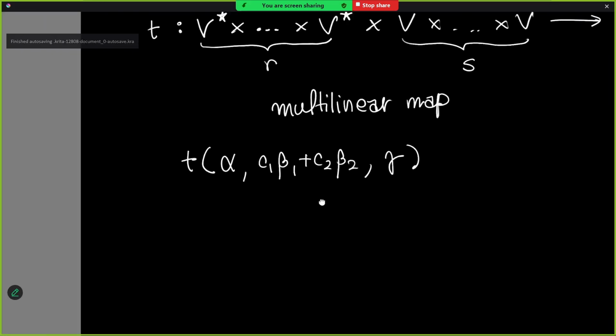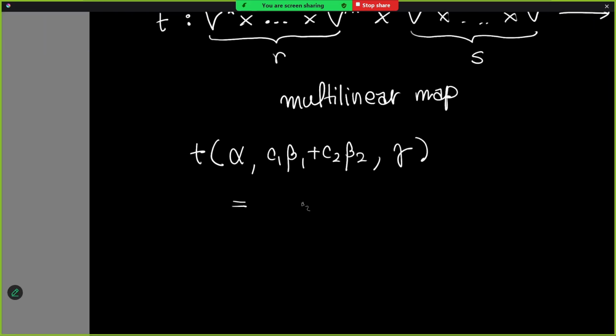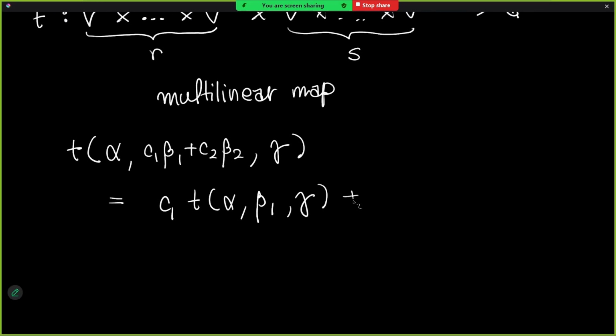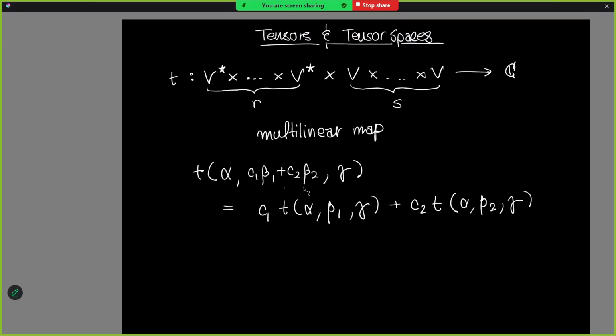So this will be equal to c1 T of alpha, beta 1, gamma plus c2 T of alpha, beta 2, gamma. And it'll work for any other of the inputs. So alpha and gamma work the same way. So that's what a multilinear map is.